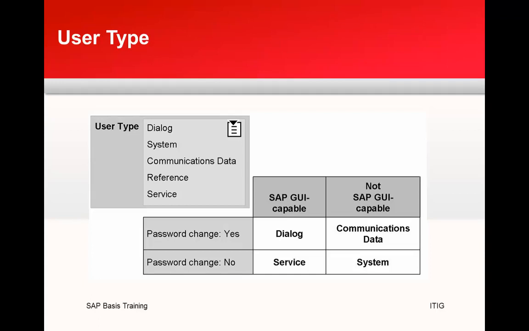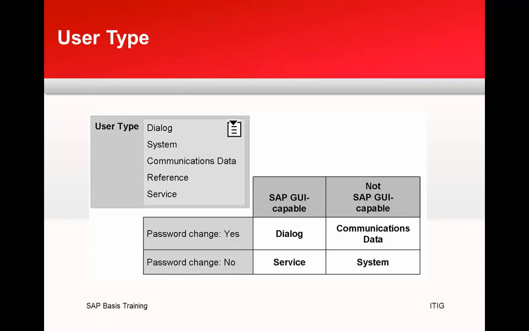Then communication data is another type of user. Basically this is also a dialog free user, for communication between systems. The next user is a service user or a reference user. A service user is a type of dialog user that is available to a larger anonymous group of users. You should only assign highly restricted authorization to users of this type. Service users are used, for example, for administering the ICF service. The system doesn't check for expired or initial passwords during logon for this type of user.